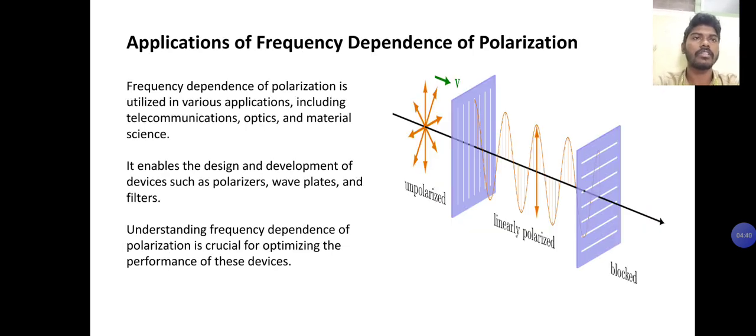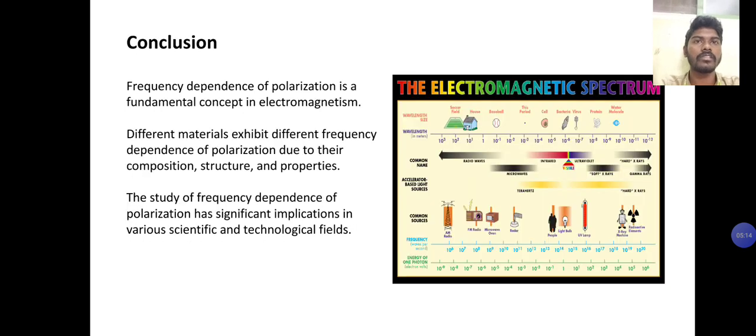Applications of frequency dependence of polarization. Frequency dependence of polarization is utilized in various applications including telecommunication, optics and material science. It enables the design and development of devices such as polarizers, wave plates, and filters. Understanding frequency dependence of polarization is critical for optimizing the performance of these devices.